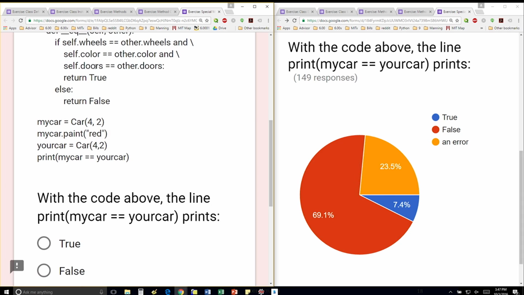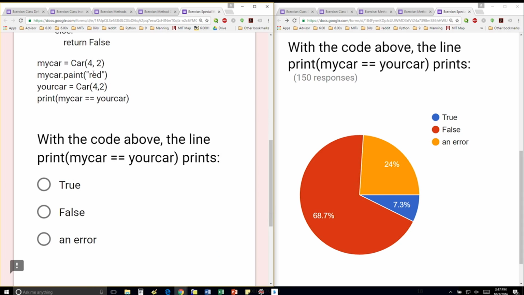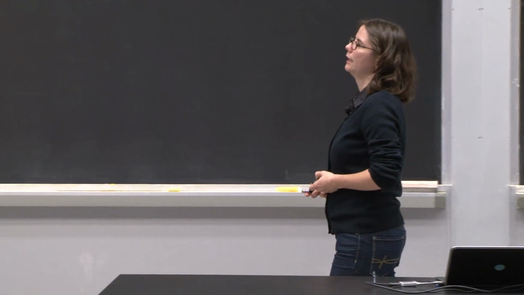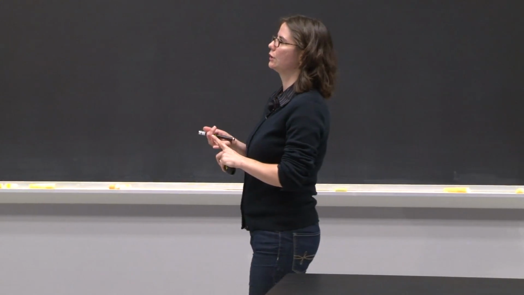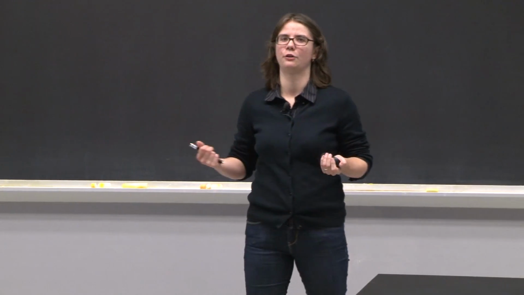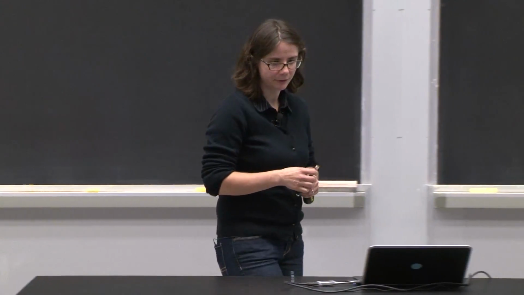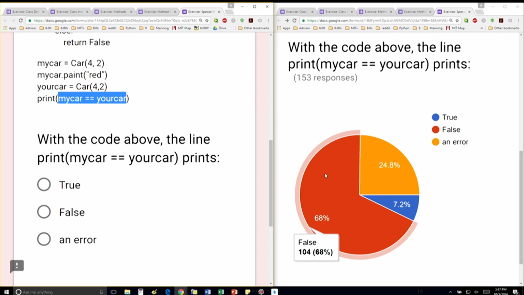So because I implemented the equal method in my code, this does not throw an error. This lets me proceed. It compares 4 with 4, which is good, 2 with 2, which is good, and then the colors don't match. So it's going to say false, which most of you guys are getting right.